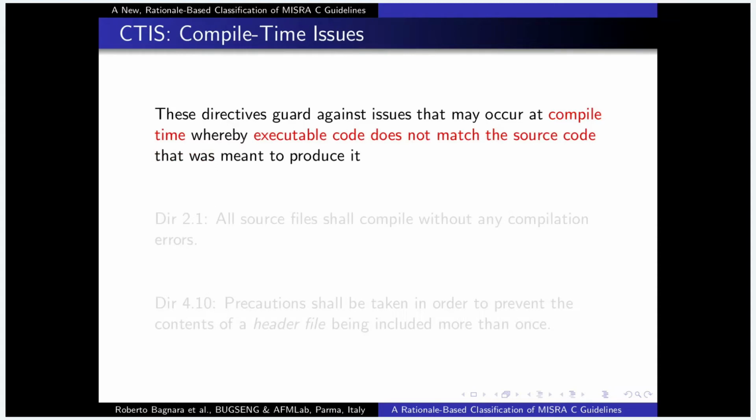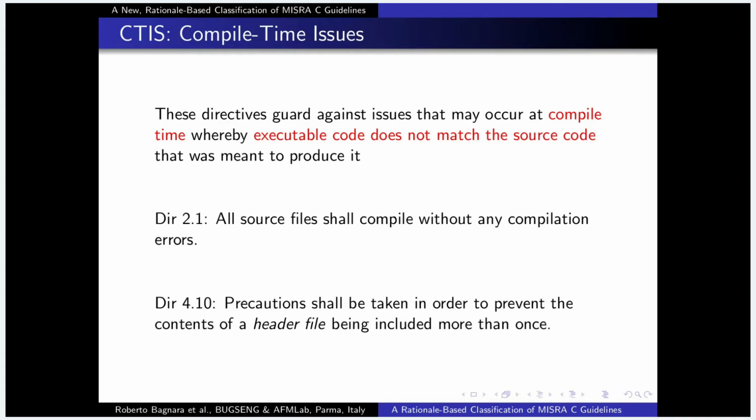CTIS, compile time issues. These are all directives that have to do with the possibility that you may end up with executable code that doesn't match the source code. So Directive 2.1 is: all source files shall compile without any compilation errors. You might think, hey, no modern compiler will dare to produce code even if there is a compilation error, which is not strictly true. There are legacy compilers still in use that do produce object code also in the presence of an error, but the directive has to do also with your build procedure.